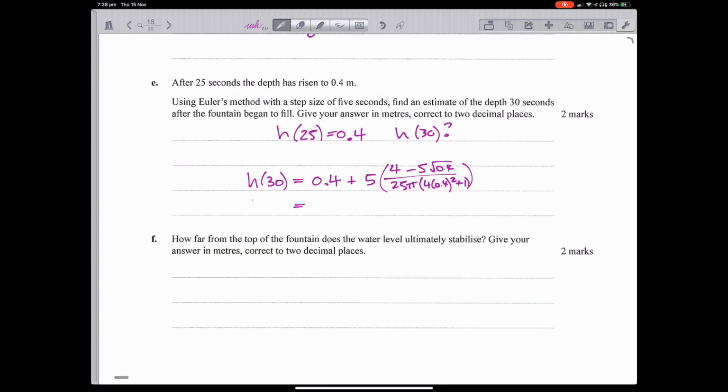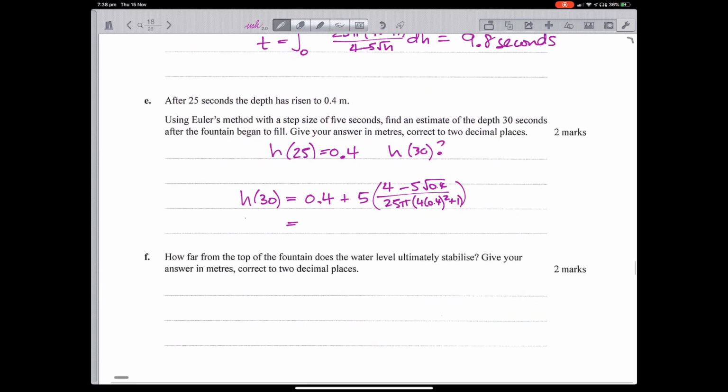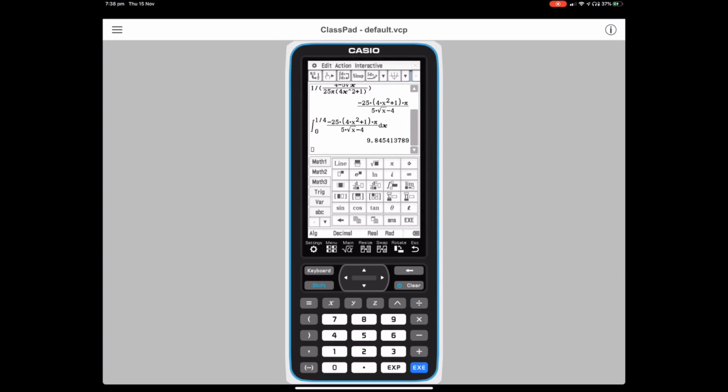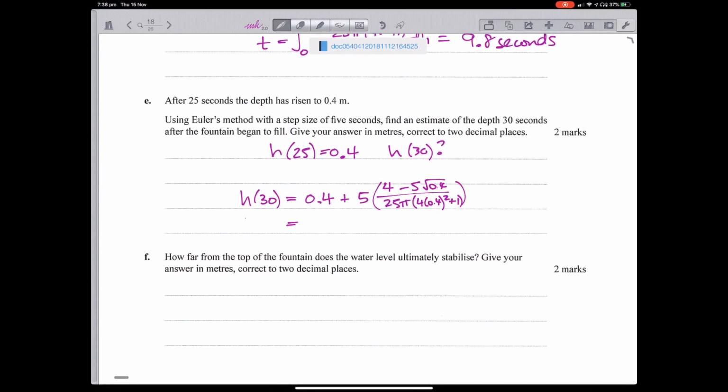Okay, so we want to go back to the other one. This one, oh hang on. What are we trying to find? Depth. So we want to find h.